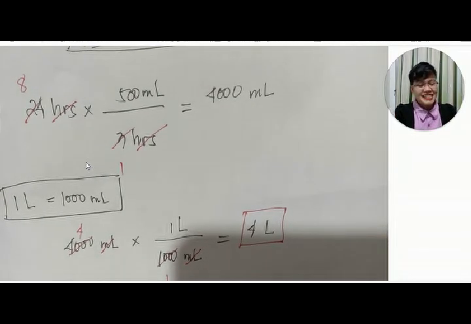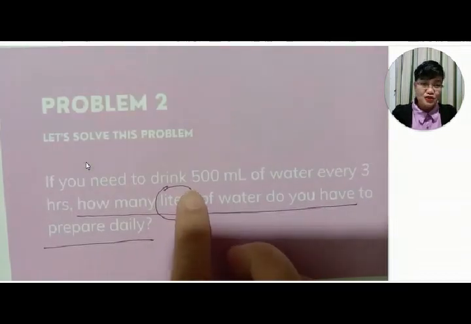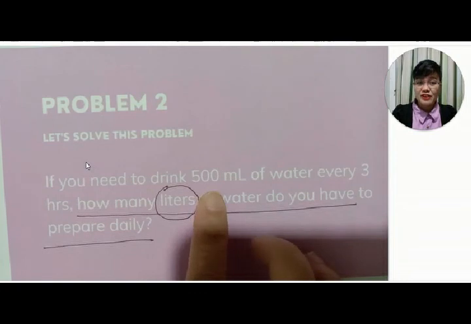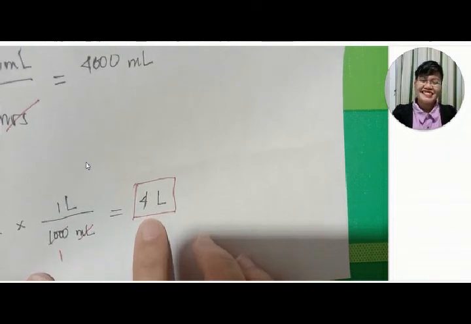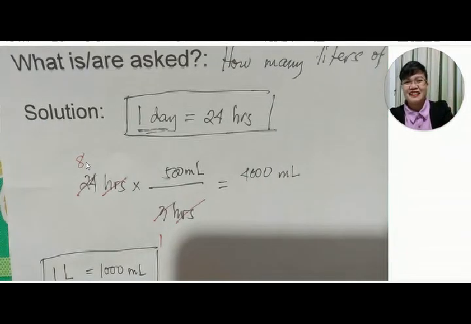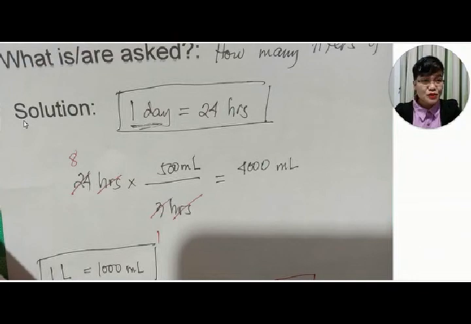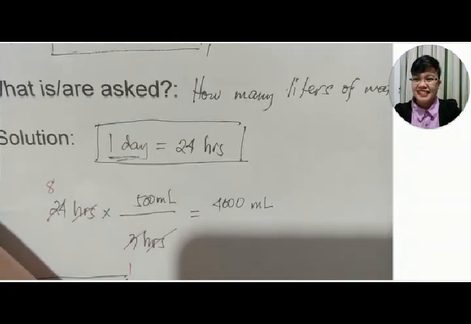So yes, that's right. For you to be able to drink 500 ml of water every 3 hours, you need to prepare 4 liters of water daily. Okay, good job. All right, now let's move on to the next part of this lesson.